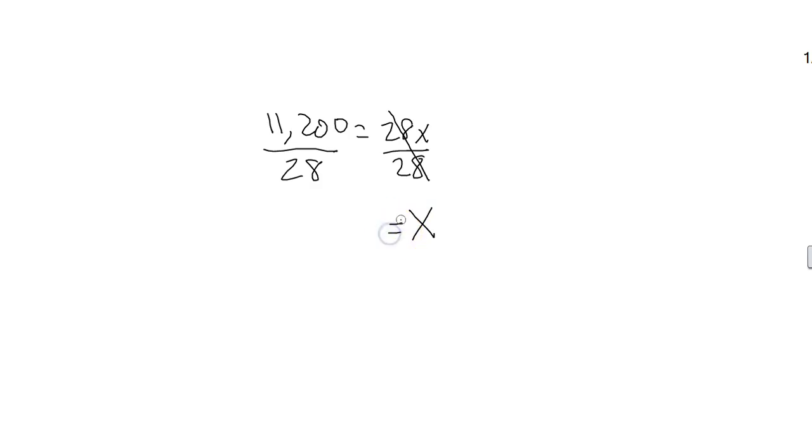So let's just go here. We have 11,200 equal to 28x. Divide by 28, divide by 28. This is a 1, so x is now by itself. That will give me the amount of Tylenol. And I'm going to do the T-bow, top in, bottom out. So I'm going to come over here and put 11,200 being divided by 28.